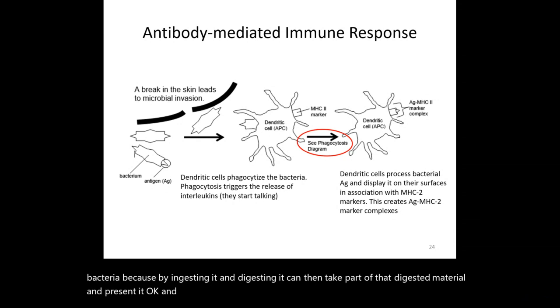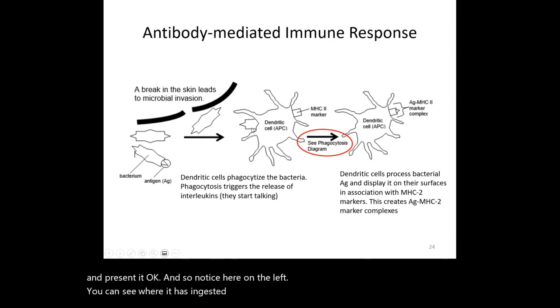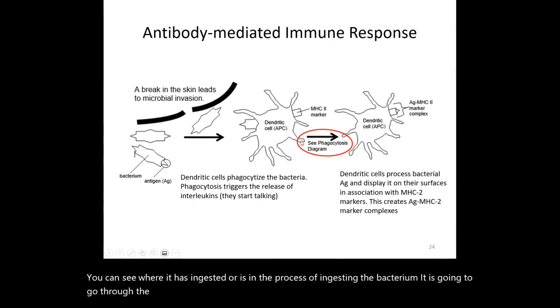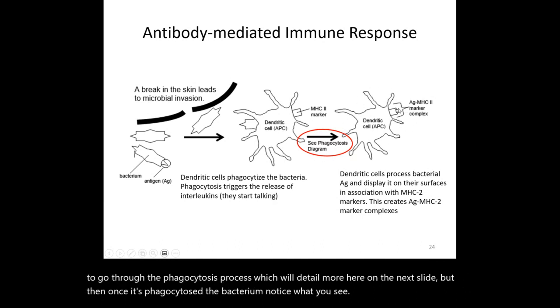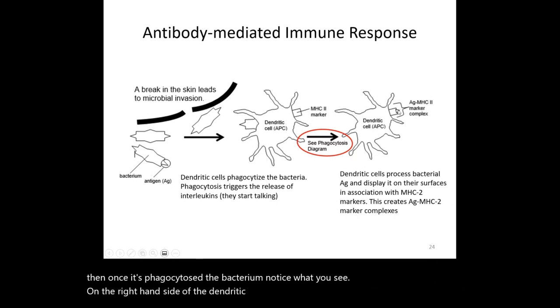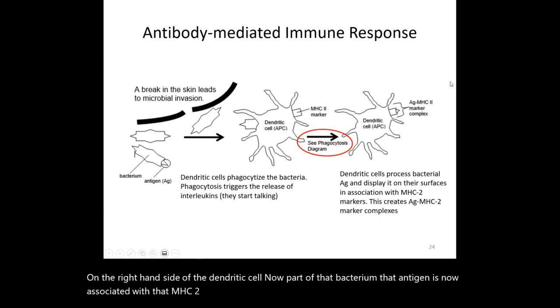Notice here on the left, you can see where it has ingested, or is in the process of ingesting, the bacterium. It goes through the phagocytosis process, which we'll detail on the next slide. But once it's phagocytosed the bacterium, notice what you see on the right-hand side of the dendritic cell. Now part of that bacterium, that antigen, is associated with that MHC2 marker. That's really important. That's the end goal here.